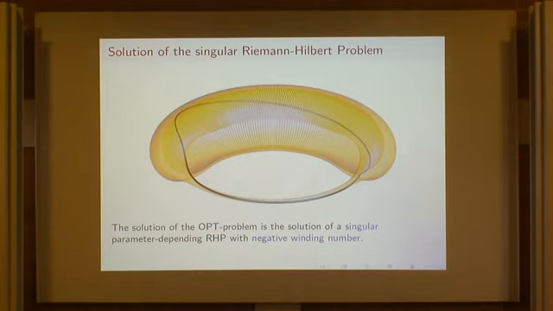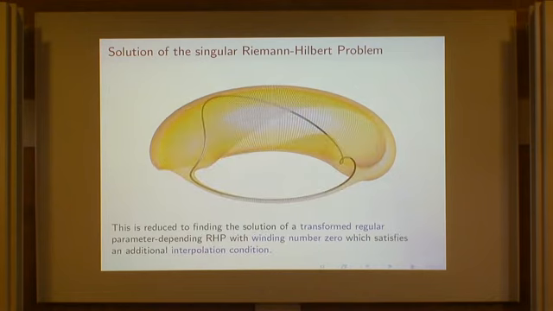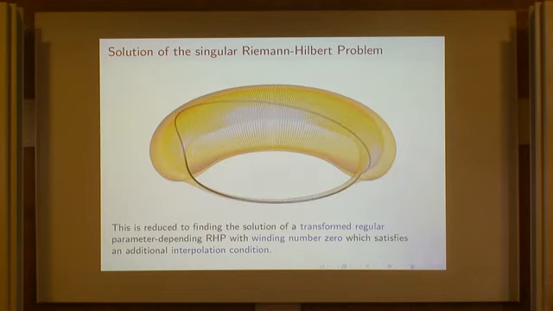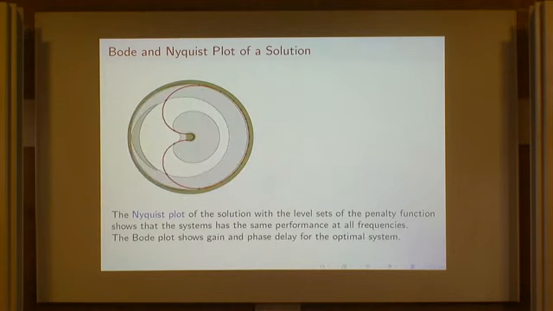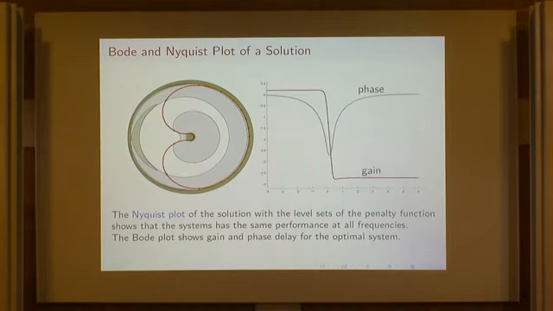So here is an answer. This is the solution shown as a trace on the optimal target manifold. And here's another one. It doesn't look that bad. And this is a Nyquist plot here. We see the level sets of the penalty function, and we see the frequency response. This is the image of the imaginary axis under the frequency response.